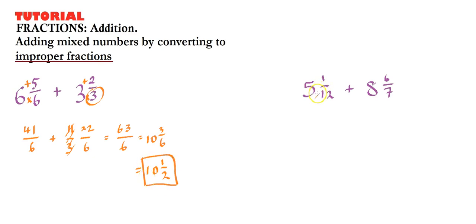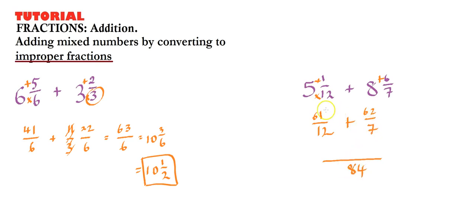What about the second one? So that's going to be 61 over 12 plus 56 plus 6 is 62 over 7. Okay, this is not looking good in the sense that it's going to be big numbers. So our new denominator is going to be 12 times 7, which is 84.